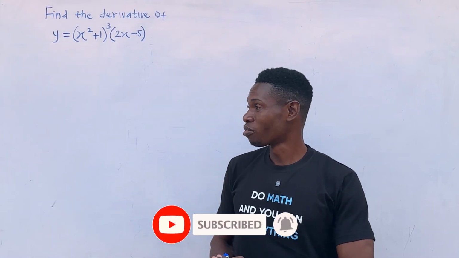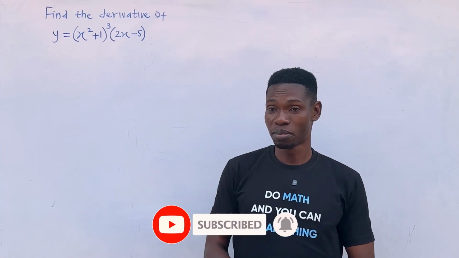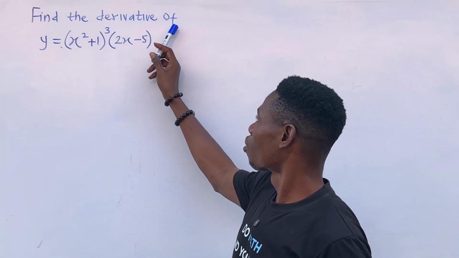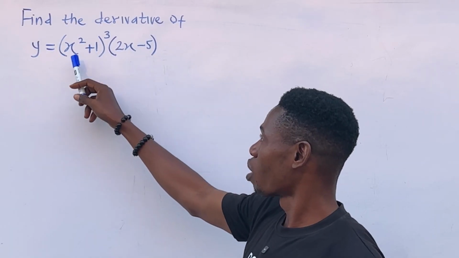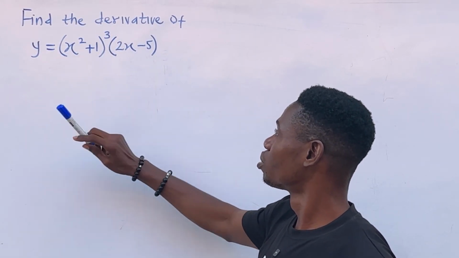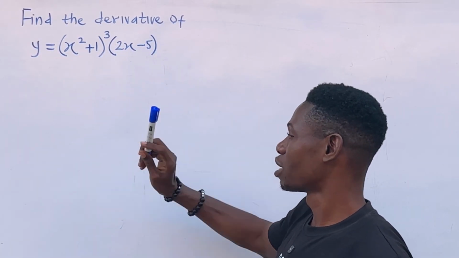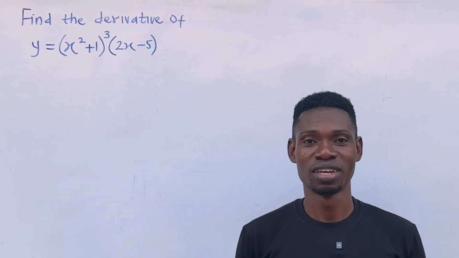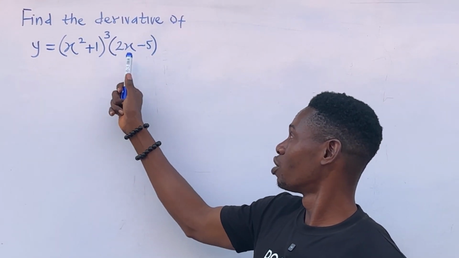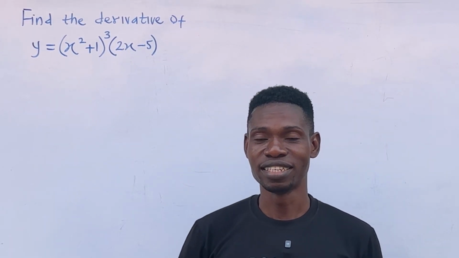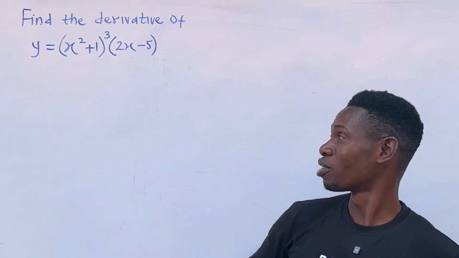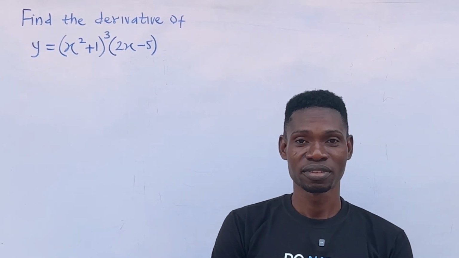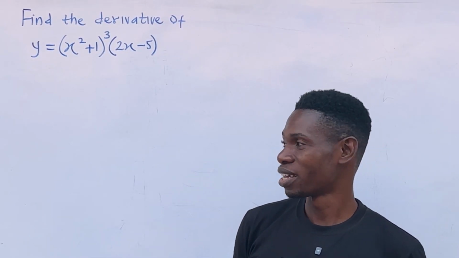Today we're going to be solving this calculus problem, differentiation. The question says, find the derivative of y equals (x squared plus 1) cubed times (2x minus 5). We're going to be applying two rules: the product rule, because we have a product, and the function of a function rule. So we're going to make it easy. Let's solve together.